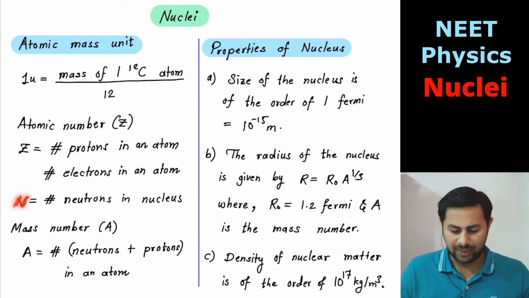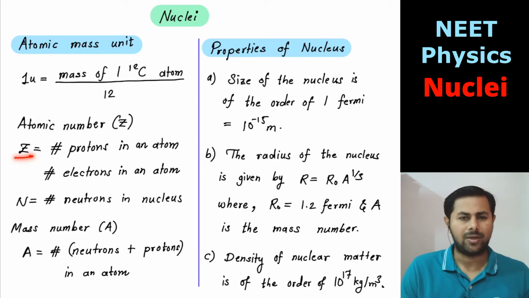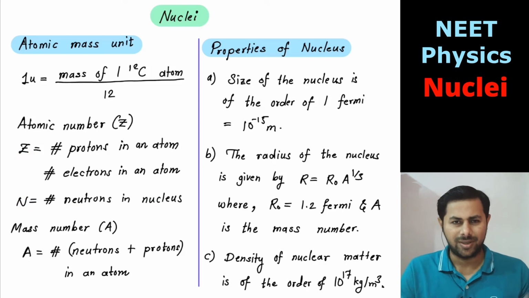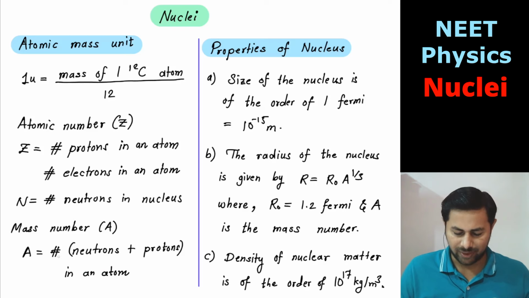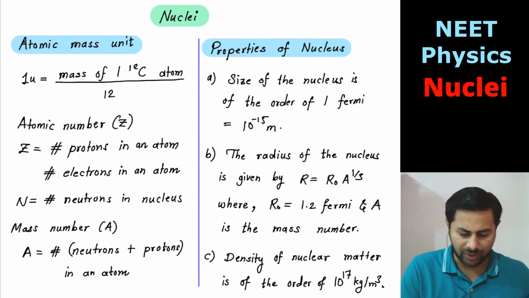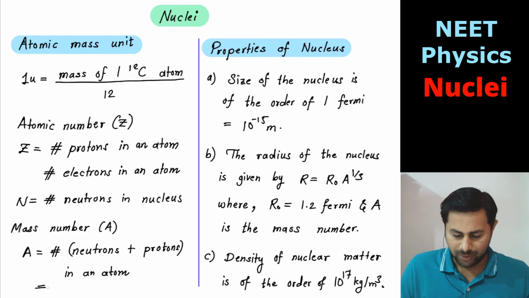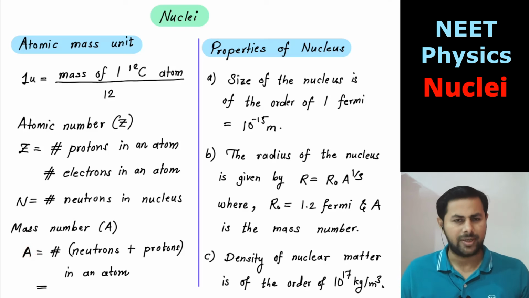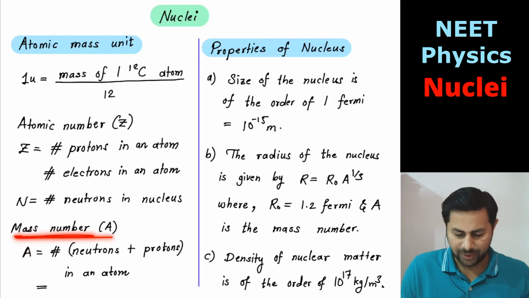Then N is the number of neutrons in the nucleus. Z is number of protons, N is number of neutrons. So if you add up the protons and neutrons, you get the total particles inside the nucleus. They are collectively called nucleons. So we denote the number of nucleons by letter A, and this is also called the mass number.